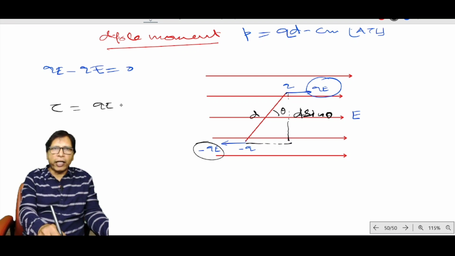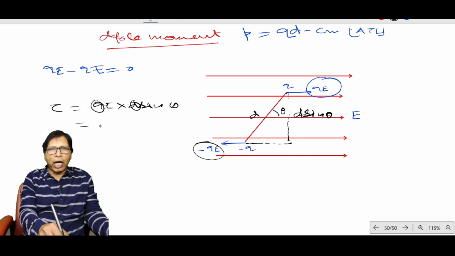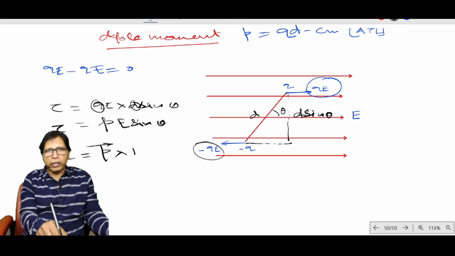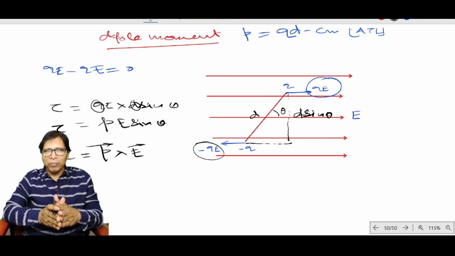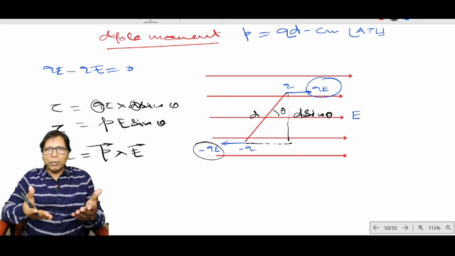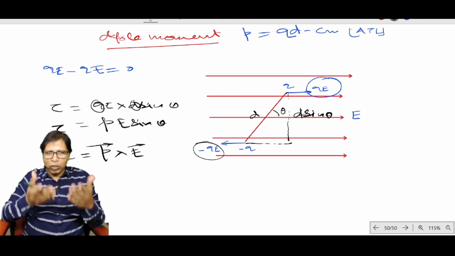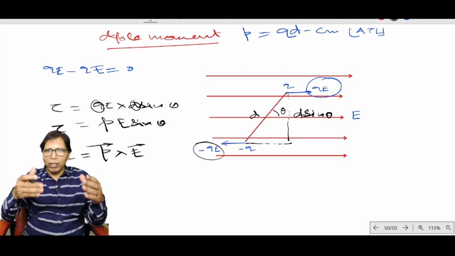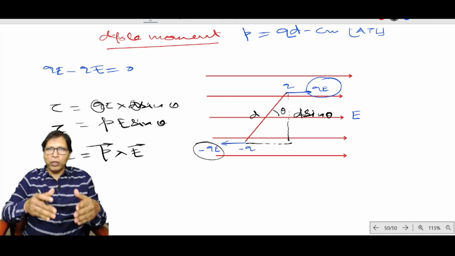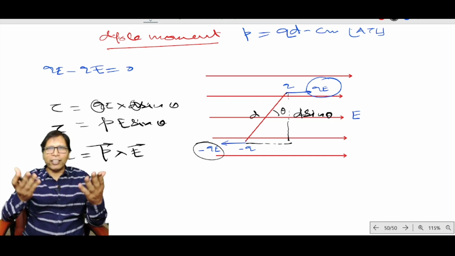Therefore, torque tau equals QE into d sine theta. Now, d into q is the dipole moment P, so tau equals P E sine theta. Therefore, tau vector is the P vector cross E vector. Therefore, in a uniform electric field, a dipole experiences a torque but no force. But in a non-uniform electric field, a dipole experiences both force and torque.